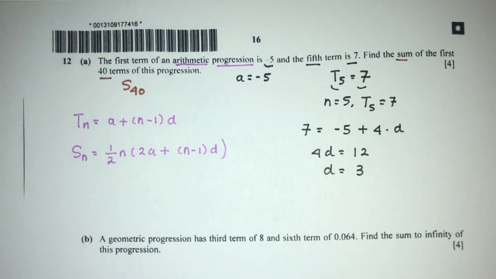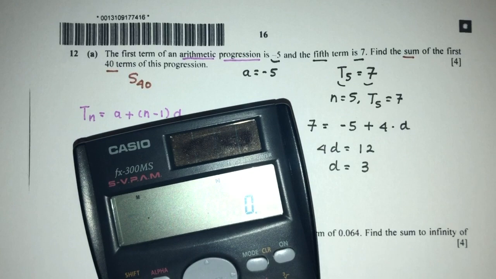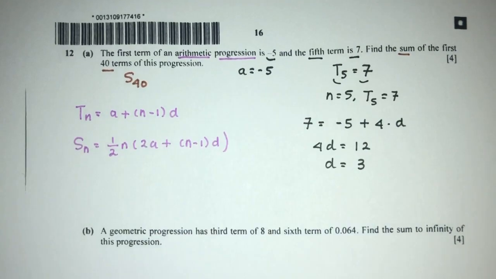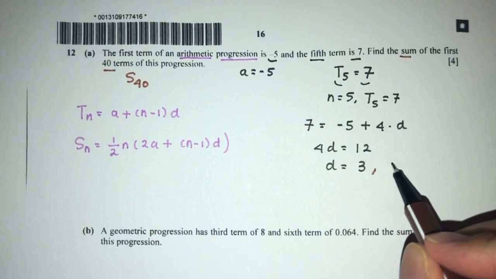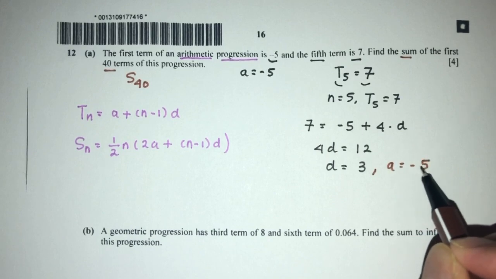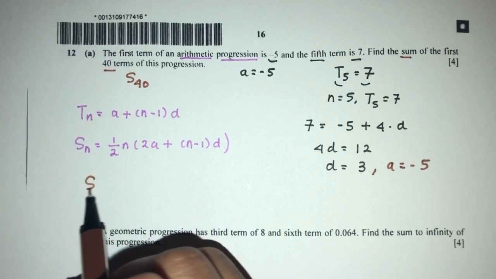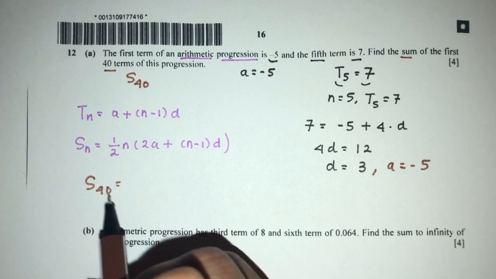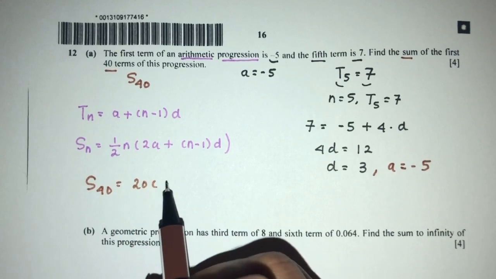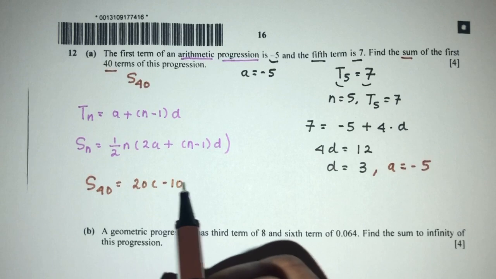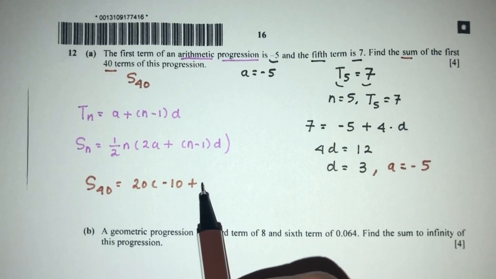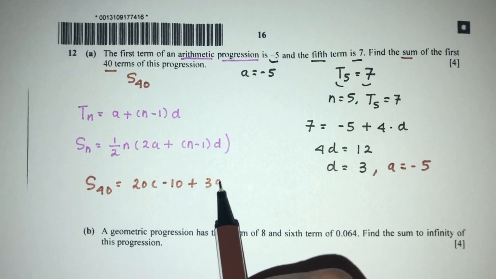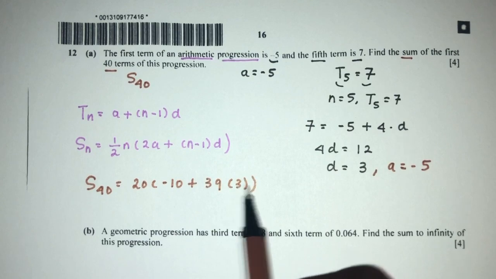Let's check, because we don't want to be making silly mistakes in your exams. So 7 plus 5 is 12. There you go. So now we have a value of a as well and value of d. So we can find the sum of the first 40 terms. That will be half times 40, that will be 20, times 2 times a, which will be minus 10, plus n minus 1, that should be 39 times d for the value of 3.